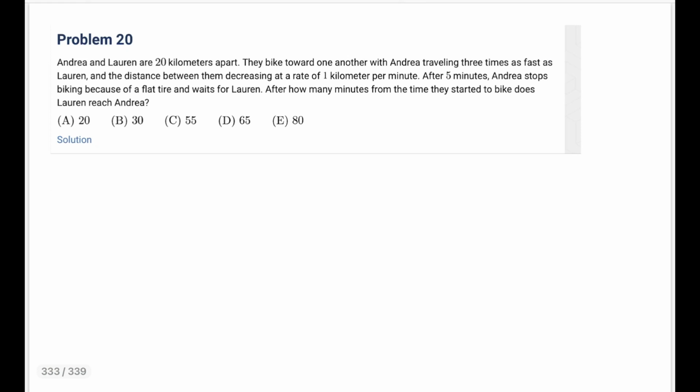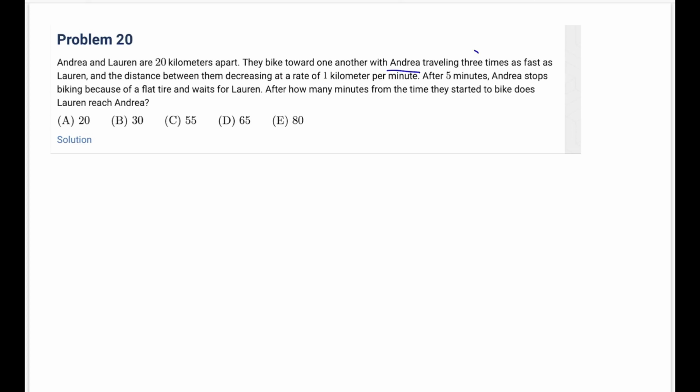And number 20. Andrea and Lauren are 20 kilometers apart. They bike toward one another, with Andrea traveling 3 times as fast as Lauren, and the distance between them decreasing at a rate of 1 kilometer per minute. So it says that the distance decreases at 1 kilometer per minute, right?